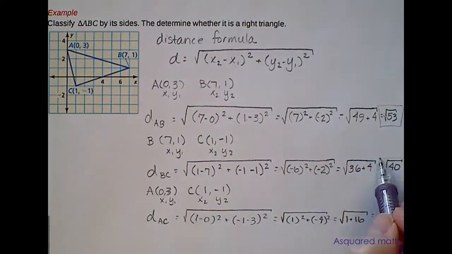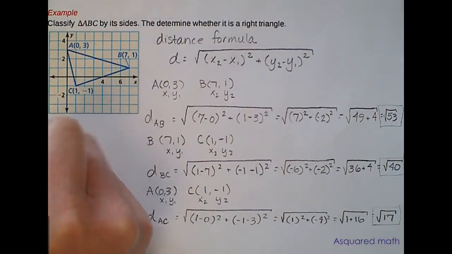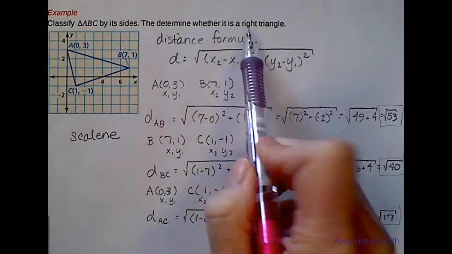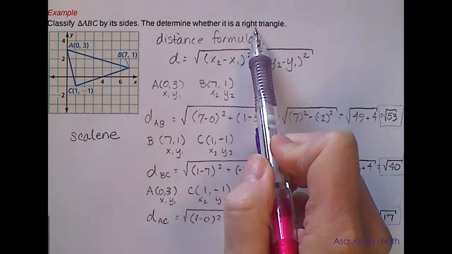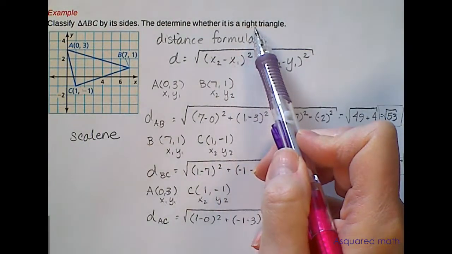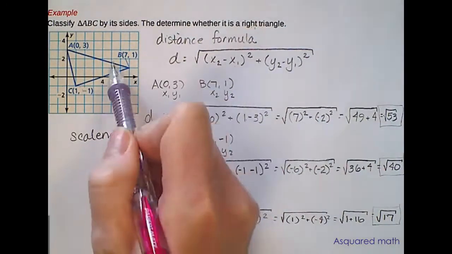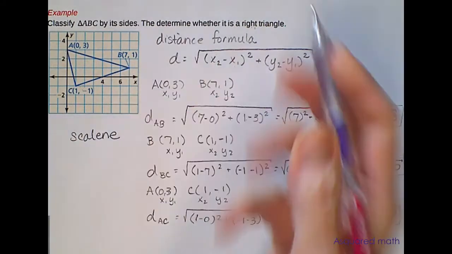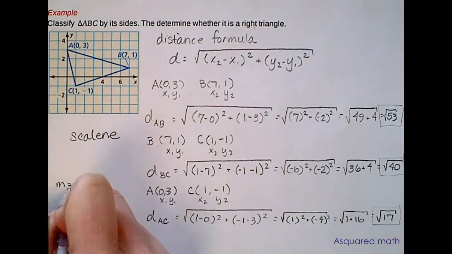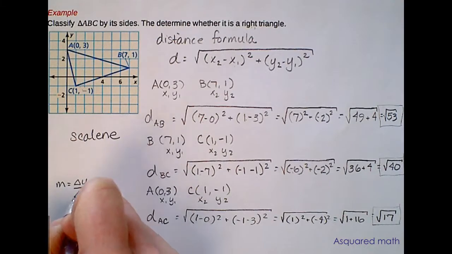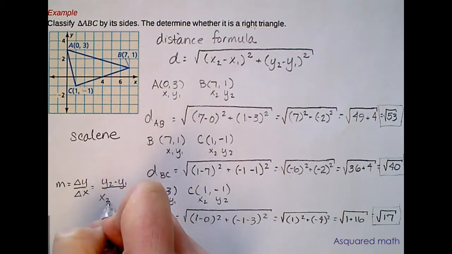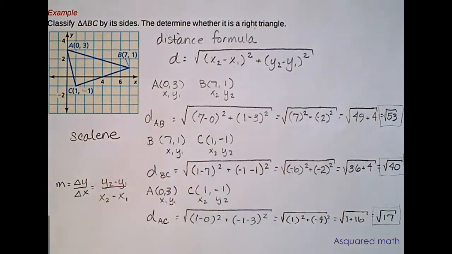Comparing these three side lengths, we can see none of them are the same. So that means we are dealing with a scalene triangle. Now we need to figure out if it's a right triangle. In order to do that, we need to look at the slopes of the lines. You can either create slope triangles, or you can calculate using slope, which is change in y over change in x, or y2 minus y1 over x2 minus x1.